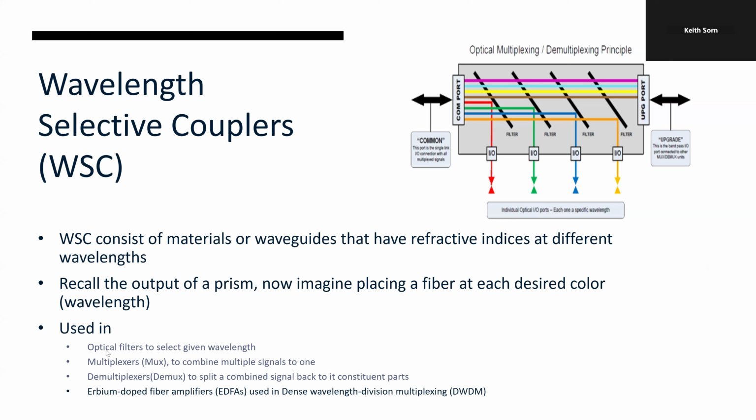The wave selective couplers are used to make muxers. They're used to make demuxers, putting together beams of light, taking apart beams of light into their component parts. It can be used as an optical filter, selecting out only given wavelengths. This negative chromatic dispersion is actually used in the new erbium doped fiber amplifiers. And these fiber amplifiers are used in dense wave division multiplexing.